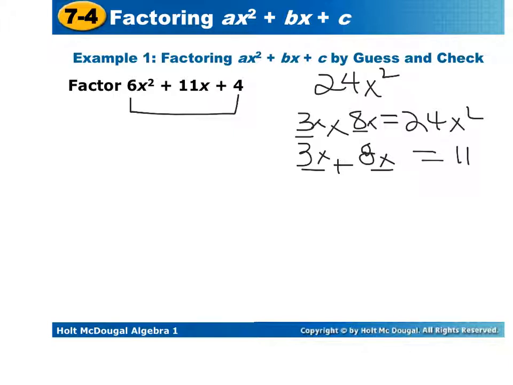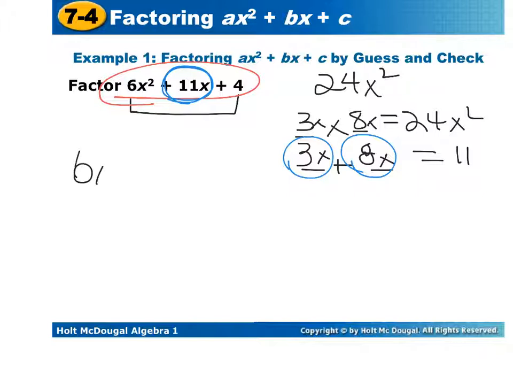So now I'm going to rewrite my trinomial here, and I'm going to replace the 11x with these two factors. So I rewrite the 6x squared. I'm now replacing the 11x with the 3x and the 8x, and then rewriting the 4. It doesn't matter if you put the 8 first or the 3 first. You will still get the same answer.